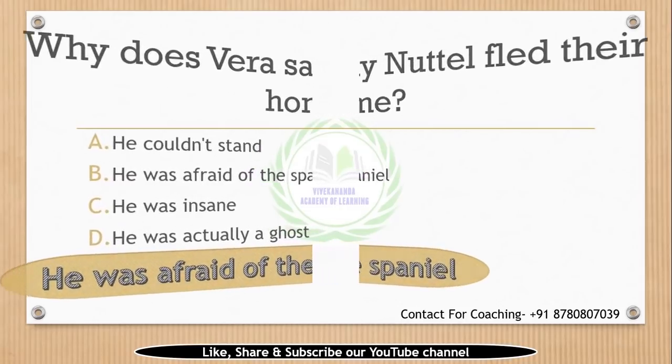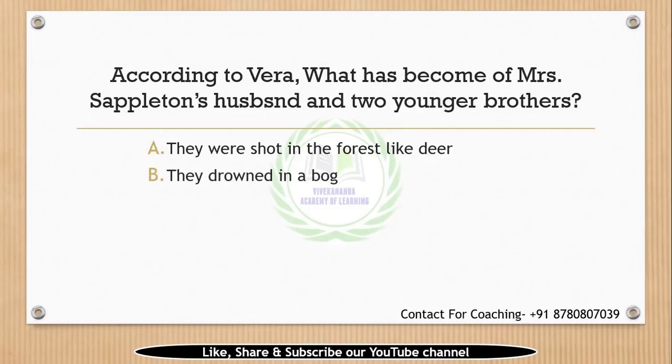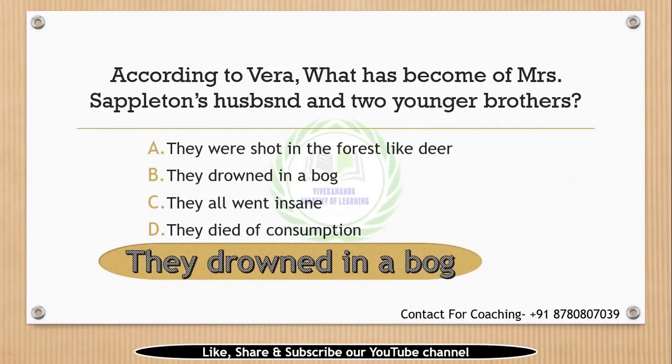Next question. According to Vera, what has become of Mrs. Appleton's husband and two younger brothers? Options are A. They were shot in the forest like deer. B. They drowned in a bog. C. They all went insane. D. They died of consumption. So the correct answer is B. They drowned in a bog.